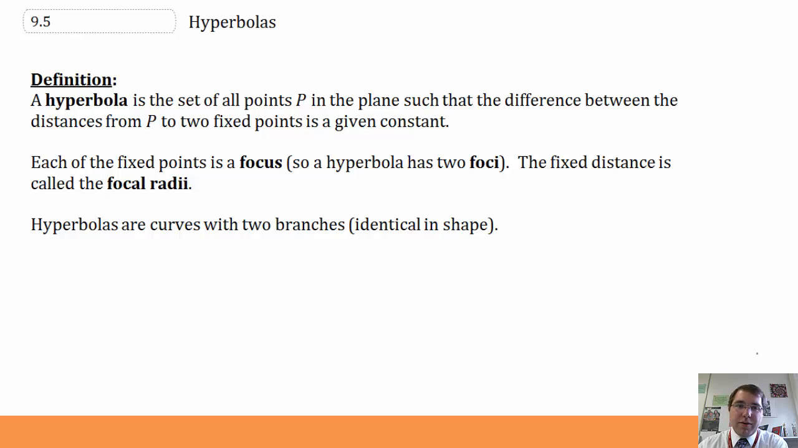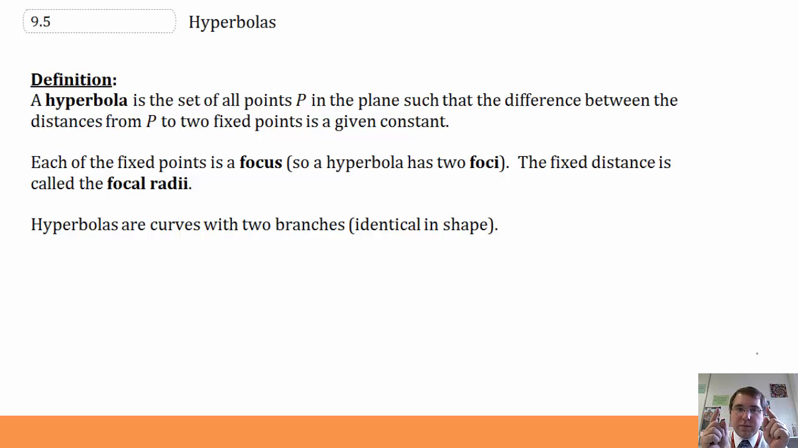This is section 9.5 of Honors Algebra 2, Hyperbolas, the fourth of our four conic sections. We've had circles, parabolas, and ellipses. Now, hyperbolas. A hyperbola, by definition, is the set of all points P in the plane such that the difference between the distances from P to two fixed points is a given constant. If I change this to the sum of the distances from two fixed points being a constant, then I'd have an ellipse. Now I've got the difference.